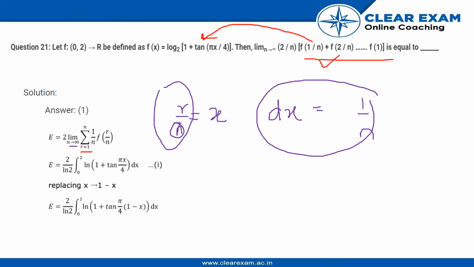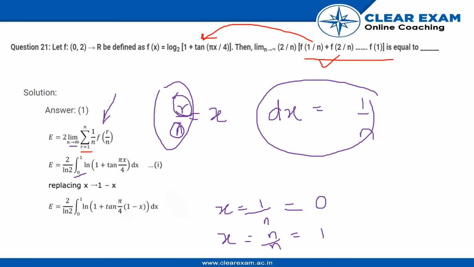Now for the limits, they are from the starting point to the end point. The starting point for the summation is r equal to 1. If I put r equal to 1 over here, we get x equals 1 by n, and what is the value of n? Infinity, and 1 by infinity is 0. So we have the first limit, that is 0. The second limit is x equals n by n, as r equals n, which goes to be 1.